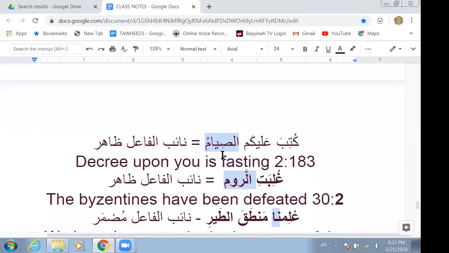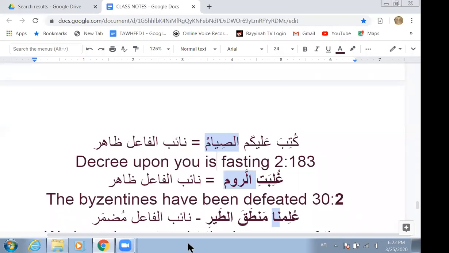Kutiba alaykumus siyamu. Kutiba, the past tense, first letter has taken a dhamma and the second last has taken a kasra, so this indicates this is passive. After it, we see that as-siyamu is in the rafa status, so this will become the naibul fa'il, and we will say that this is a naibul fa'il and it is zahir because we see it in words, it's apparent to us.